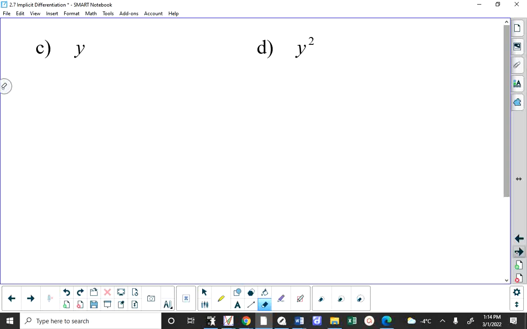Well, I could write words. I could say it's the derivative of the function of x, but I want to write something with notation. It turns out the answer to this question is something you've been writing over and over and over again. You just haven't been aware. You haven't been conscious of the fact that you're differentiating y with respect to x.